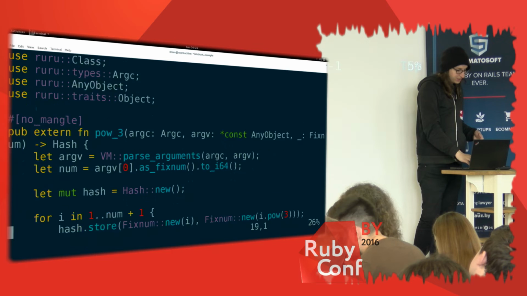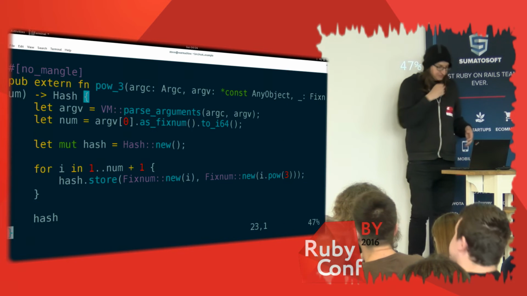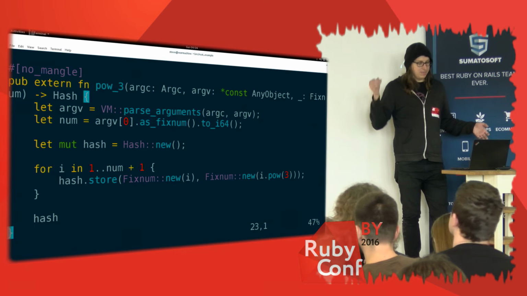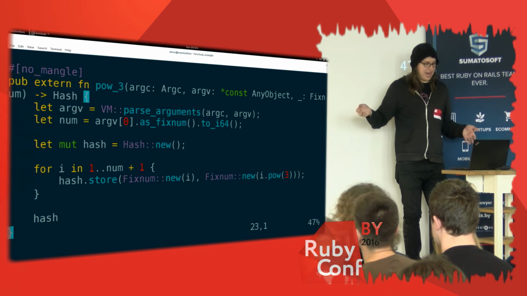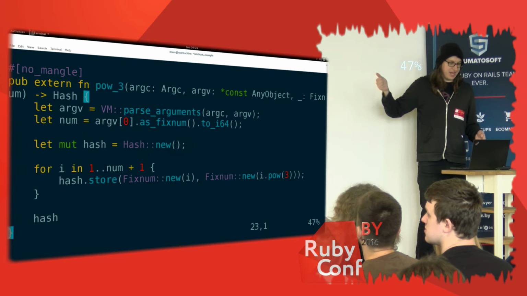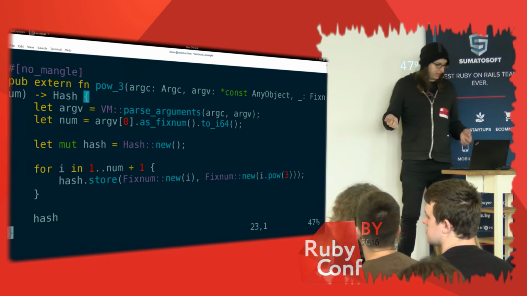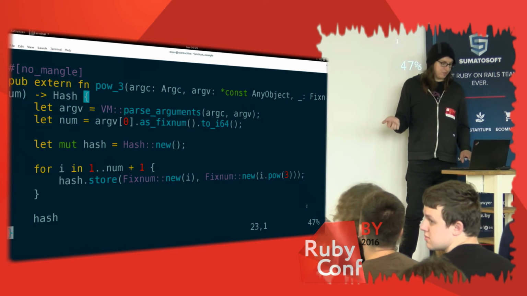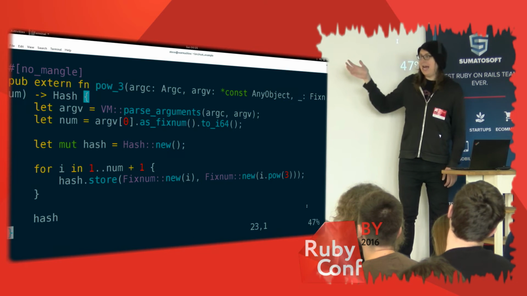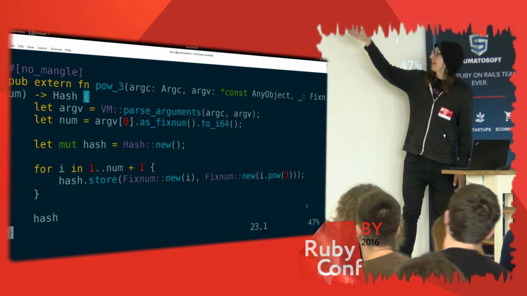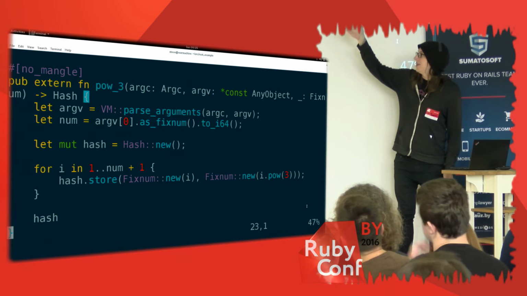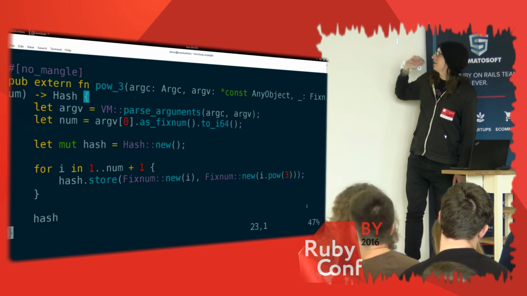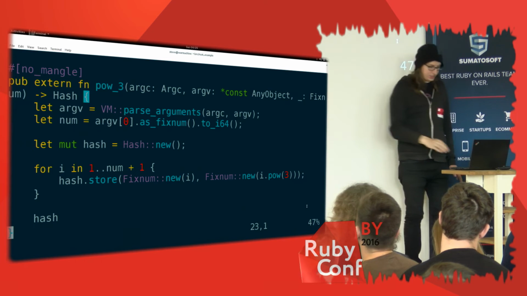So here there's this function called pow3. What this does is it basically loops over a bunch of numbers, raises them to the third power, and stores them in a hash. So we take the Ruby VM and ask it to parse the arguments we're given. Then we take the first argument and convert it to a fixnum and then to a 64-bit integer. And then we make a Ruby hash. So this is actually making a Ruby hash. It's not a Rust thing. Then we loop through these numbers and store in the hash the number and the number to the third power, and then return that hash.